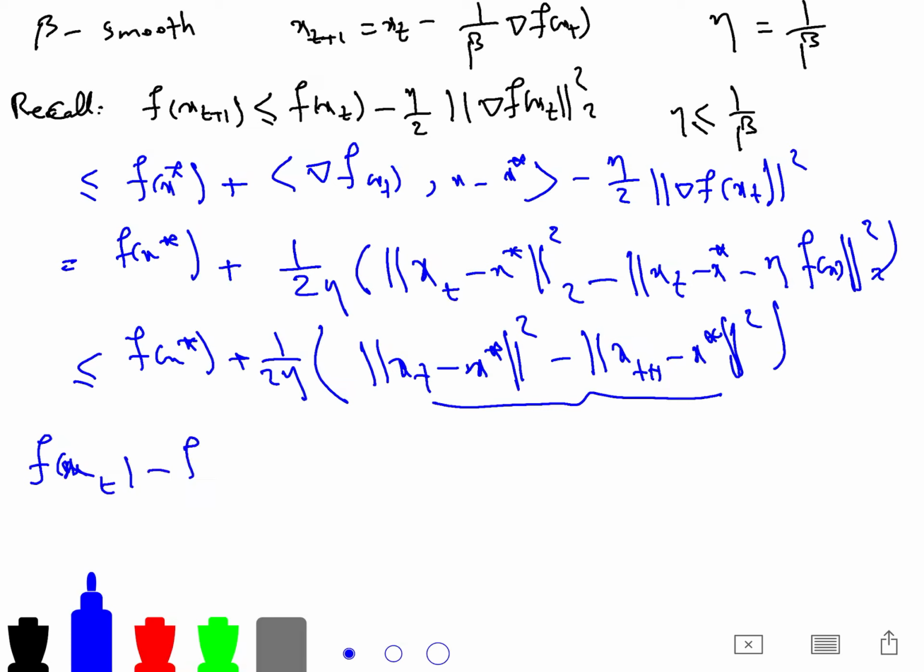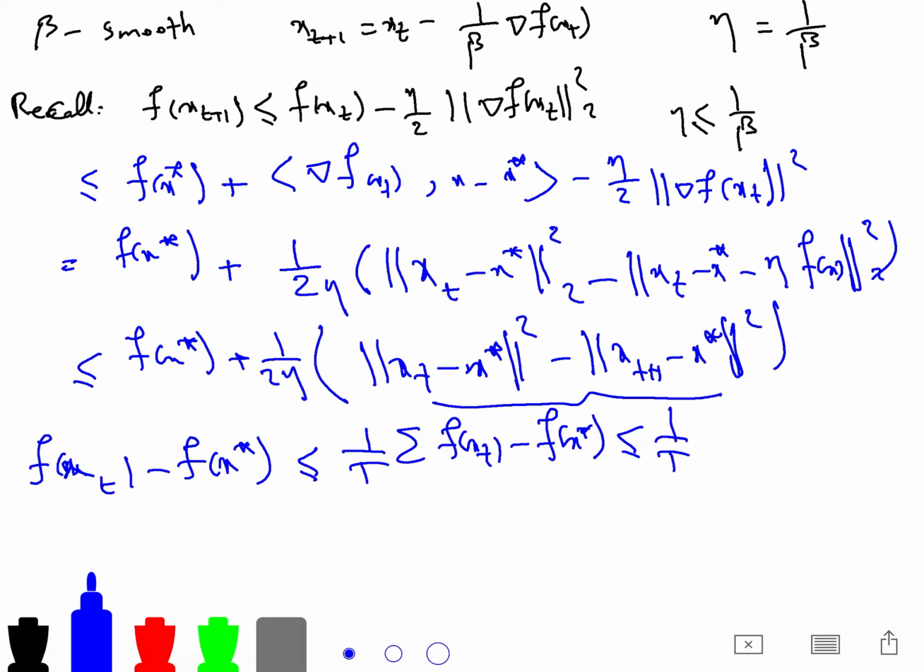So I can use that the average of f of x_t minus f of x star is less than or equal to 1 over t times the sum of f of x_t minus f of x star, which is less than or equal to 1 over 2 eta times x naught minus x star squared. And this is 1 over t. Fortunately, we have a better error.